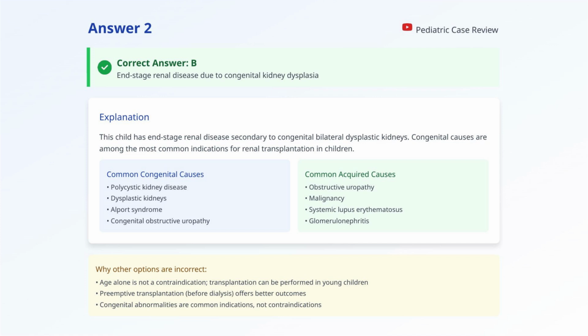The other options are incorrect because age alone is not a contraindication. Transplantation can be performed in young children. Preemptive transplantation before dialysis offers better outcomes, and congenital abnormalities are common indications, not contraindications.